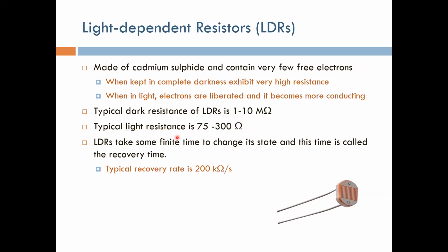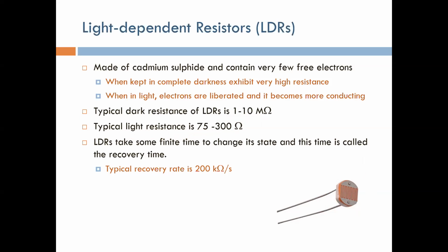A typical light resistance is between 75 and 300 ohms. So this can be a really nice sensor for light. It can be used, for example, to open the door of a mall when people come. Basically, you have a light and one of these sensors, and whenever somebody crosses the line between the light and the sensor, it generates a change in the resistance, and you can detect that change and make the door open, for example.